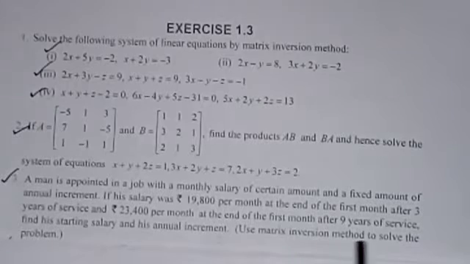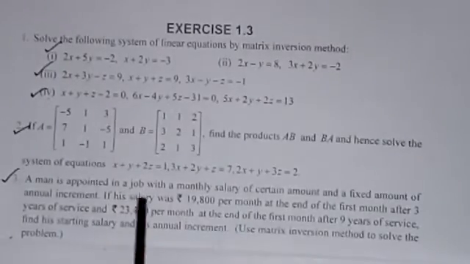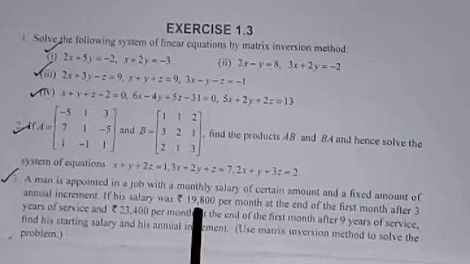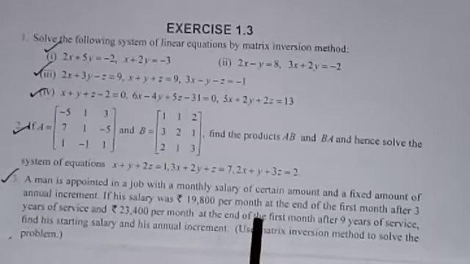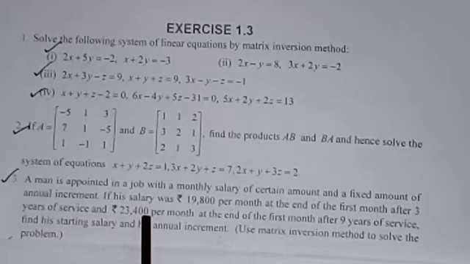Use the matrix inversion method to solve the problem. In this problem, consider x as the monthly salary and y as the annual increment. First form the equation x plus 3y is equal to 19,800 and another equation x plus 9y is equal to 23,400. So form the two linear equations and solve using the matrix inversion method.